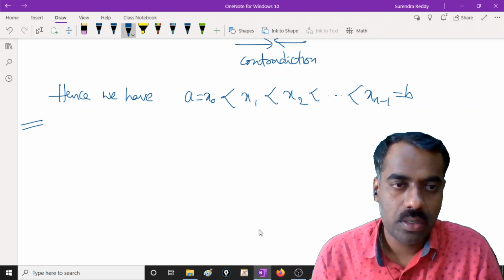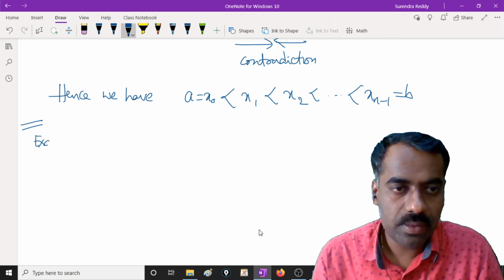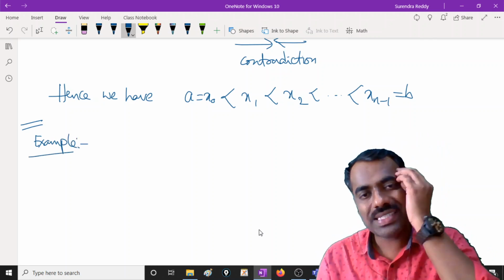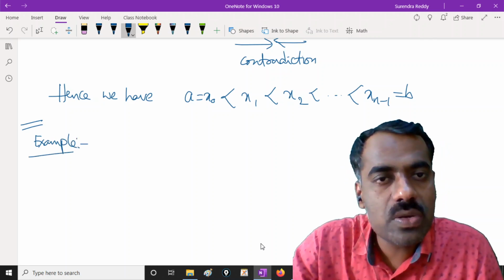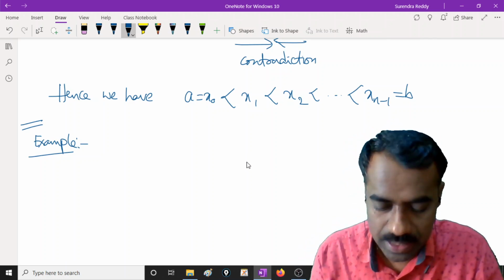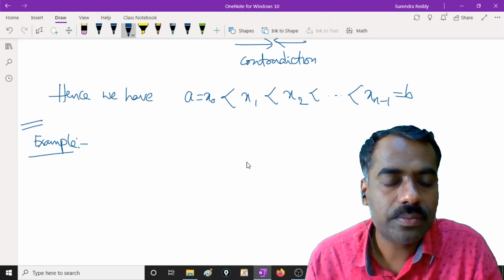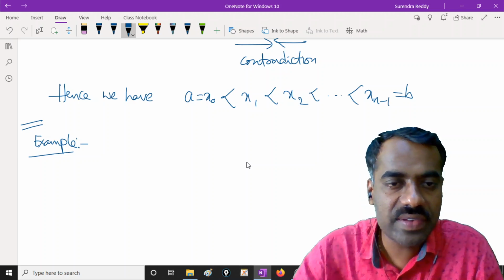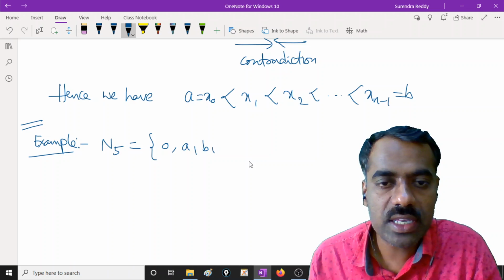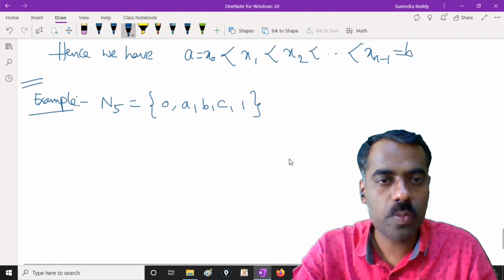Okay, let's see some examples. There are two examples we'll discuss which will be used throughout this lecture. They are very interesting examples. The first one we will denote N5. This is a set. You can call it 0, a, b, c and 1, or you can call it o and I, no problem.